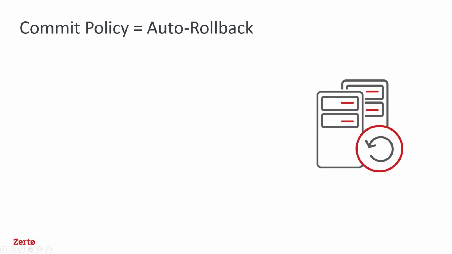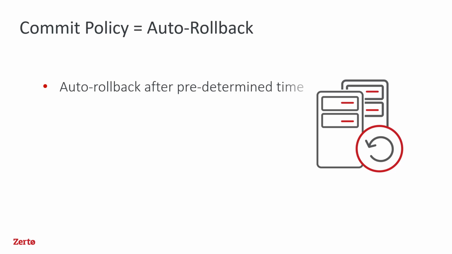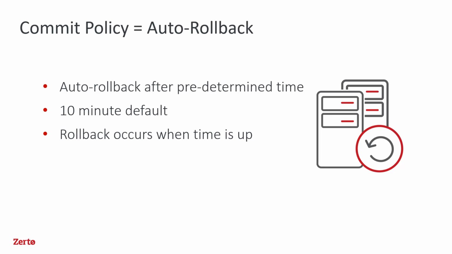The auto rollback is essentially the opposite of auto-commit. When auto rollback is selected, Zerto will automatically roll back the failed over or moved VMs after a predetermined amount of time. By default, Zerto waits 10 minutes before initiating an auto rollback. Without manual intervention, Zerto will automatically roll back everything that was failed over or moved.